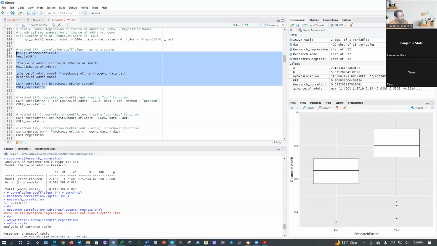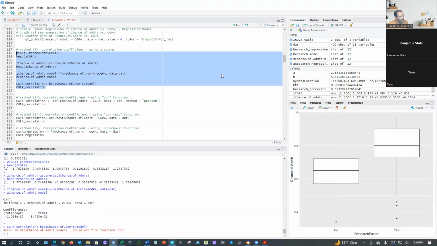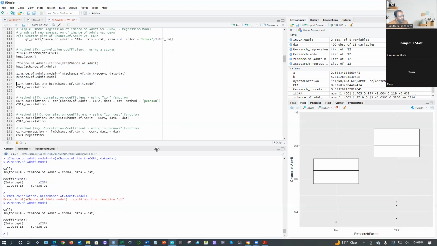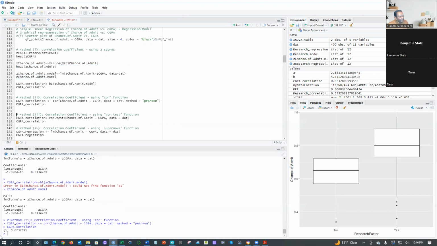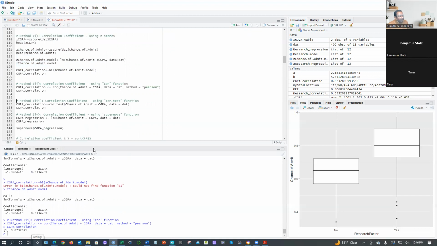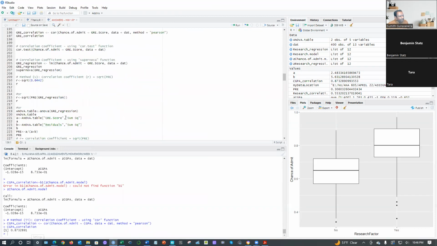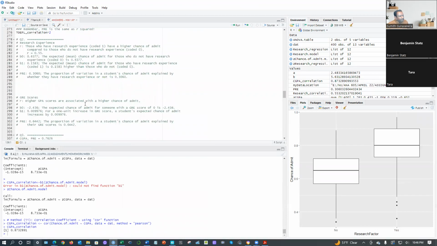Let's run all these, it's the same thing. Could not find B. Oh, okay, I don't need the B1. Let's stop over here. Yes, I got that one: 0.8733. That's the same thing we can find from here. 0.8733, so this one in the description point.